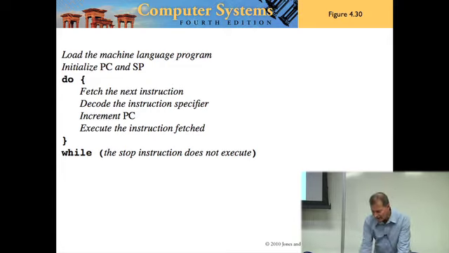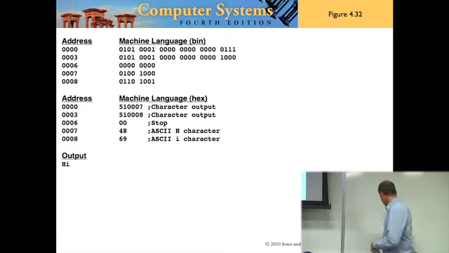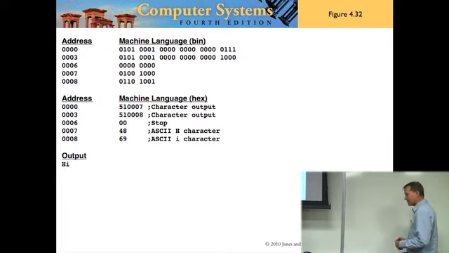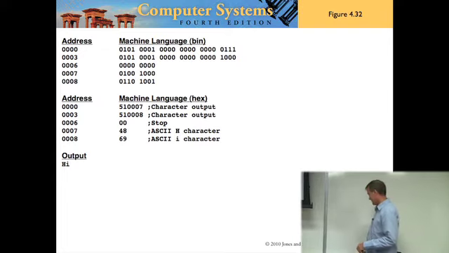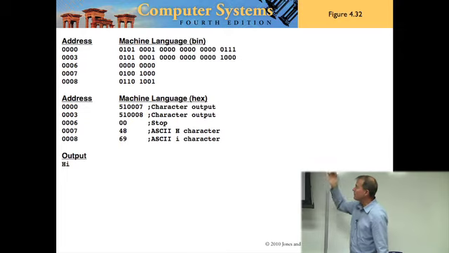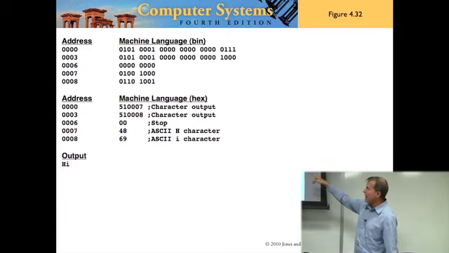Okay, and now I'm going to skip over this, and we're going to actually execute a program. I have here in Figure 4.32 a machine language program written in binary. Now look here, you guys. The address starts at 0000, right? And there's a machine language instruction 0101 0001, followed by 0000 0000 0000 0111.